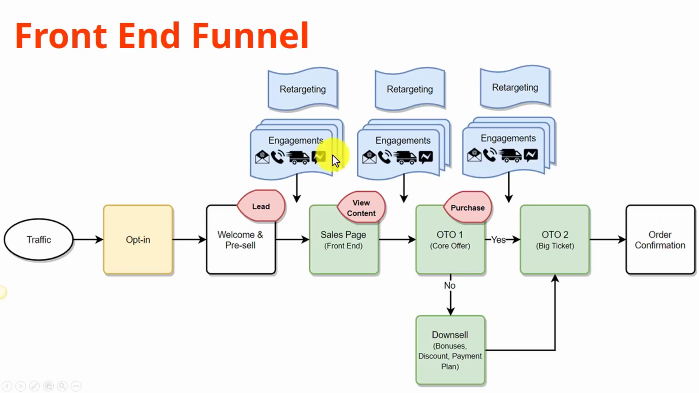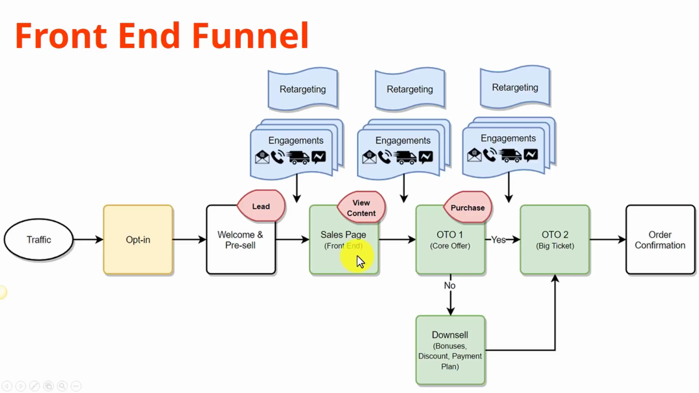And then throughout this front end funnel, you can use engagements, so emails, retargeting ads, text messages, Facebook messages, whatever type of engagement to help pull people through the funnel. And you can pull them through various steps of the funnel. So if they opt in and then they don't buy your front end product, you can start engaging with them, showing them ads, sending them emails, etc., bringing them back to this front end product.